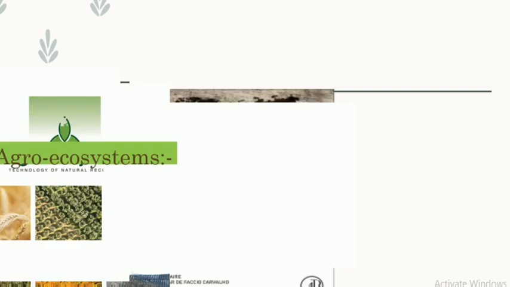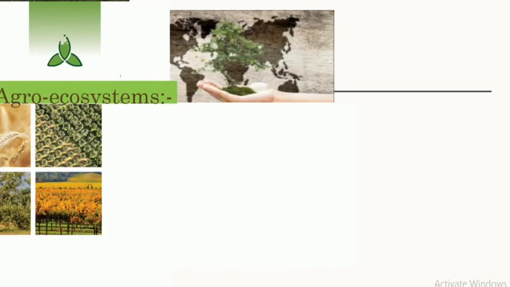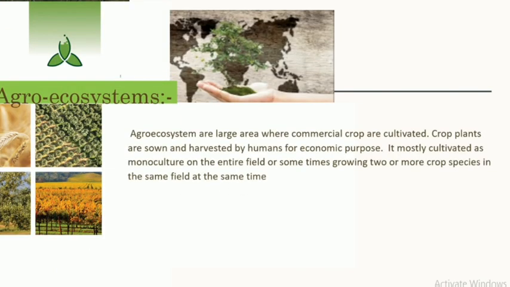So let's discuss agroecosystems. Agroecosystems are large areas where commercial crops are cultivated. Crop plants are sown and harvested by humans for economic purposes. It is mostly cultivated as monoculture on the entire field, or sometimes two or more crop species are grown in the same field at the same time.